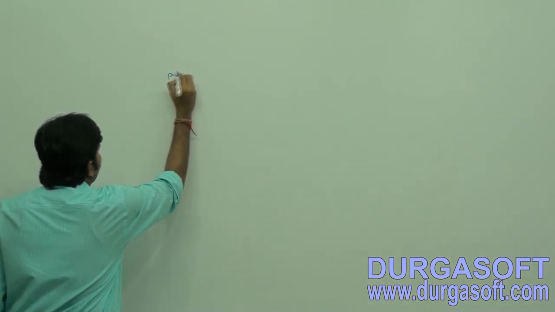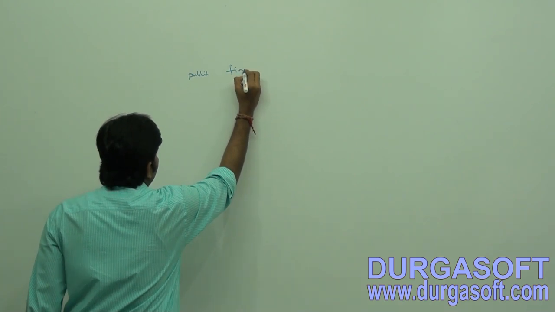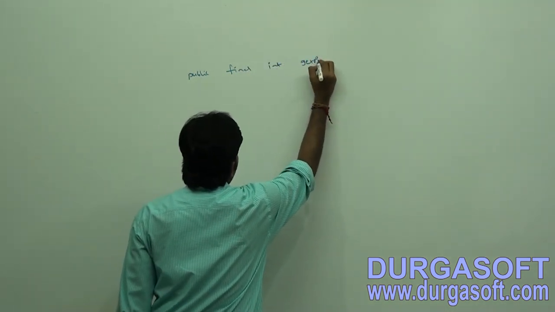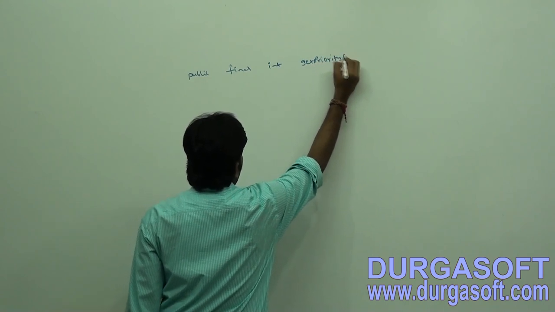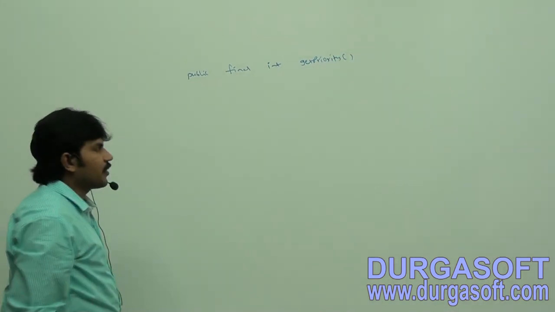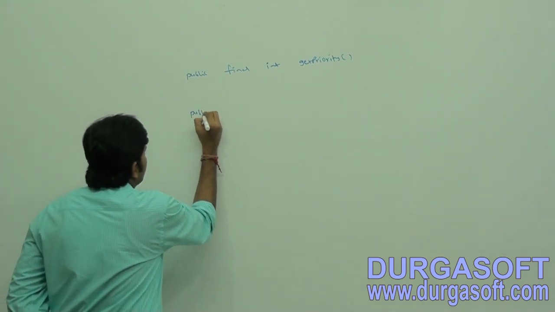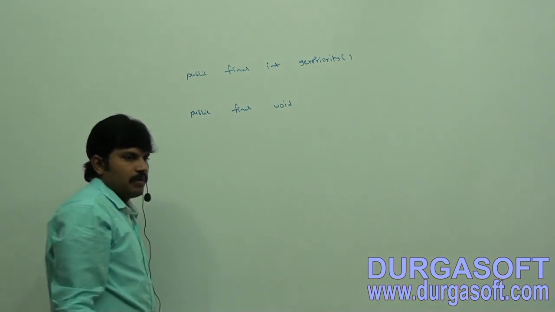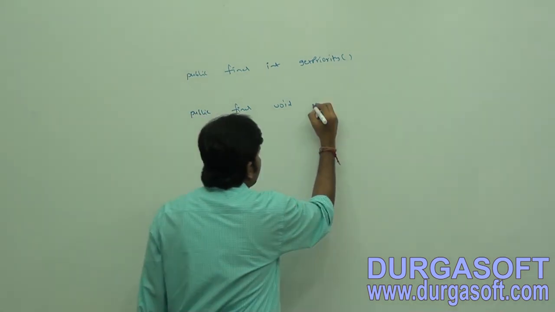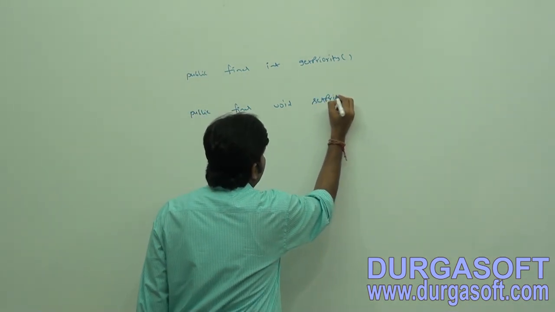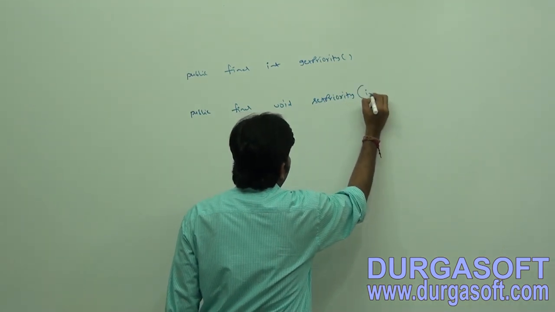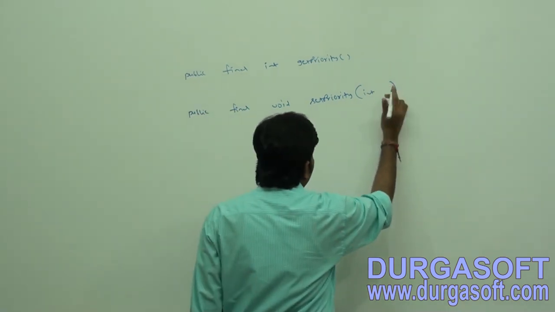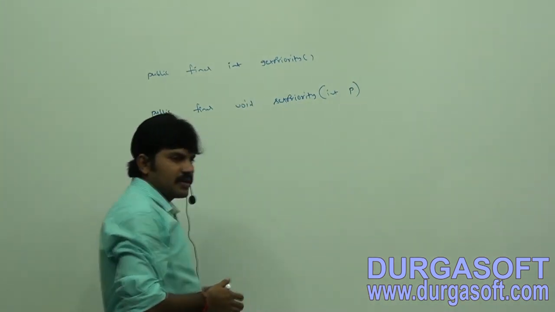Public final int getPriority method. Next, public final void. What is the second method? setPriority(int p). Whatever priority we have, int p, customizes the priority, right?